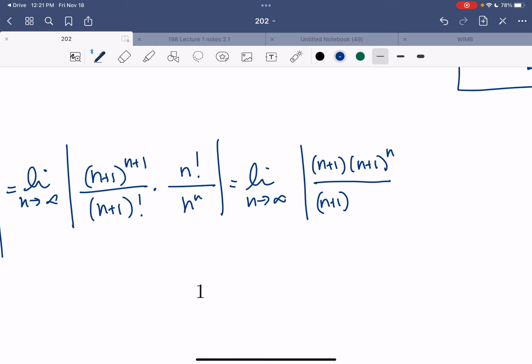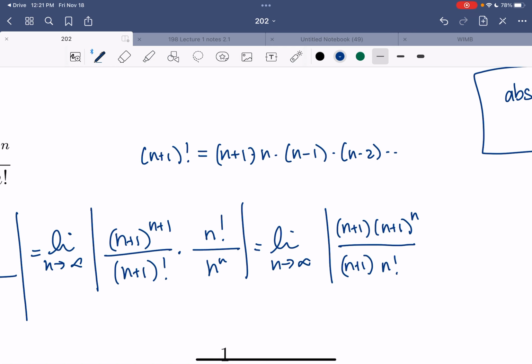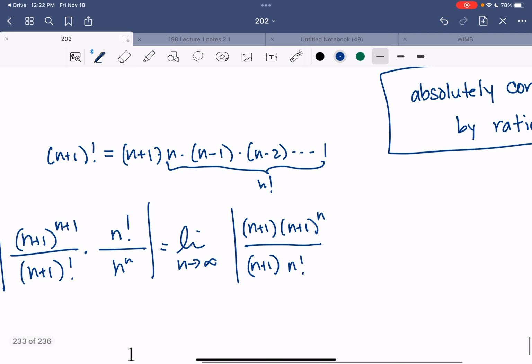So if I pull an n plus 1 out of n plus 1 factorial, that's n factorial. Because when you think about it, n plus 1 factorial is n plus 1 times the next number smaller than that, which is n times n minus 1 times n minus 2 all the way down to 1. So this is n factorial. So n plus 1 factorial is n factorial times n plus 1.